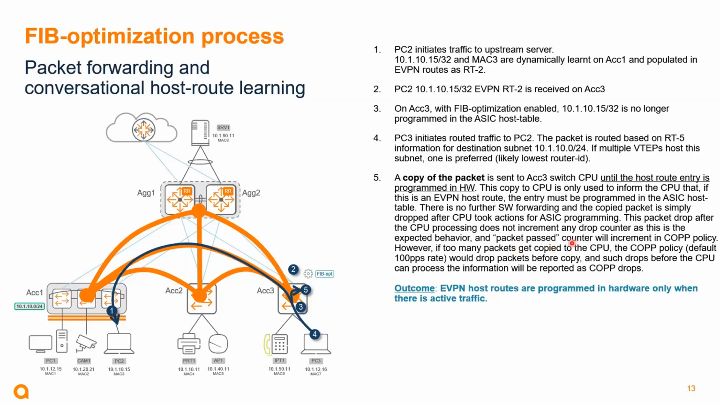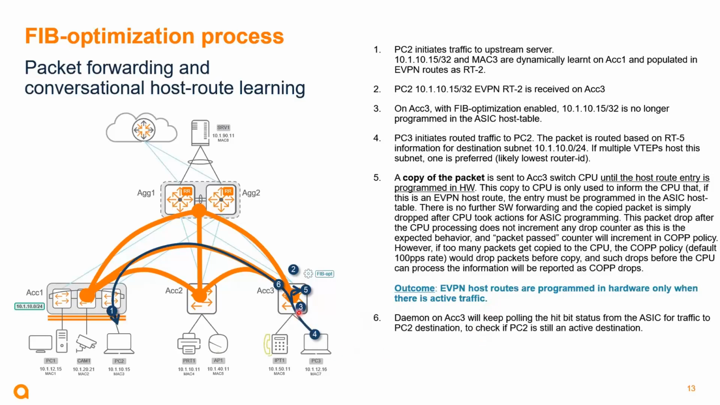However, if it happens there are too many packets, let's say there are suddenly 1,000 hosts connected to access 3 and bombarding with requests for flow initialization, then of course there is a COPP policy that will protect the CPU, and the default rate is 100 packets per second. So if there are too many packets copied to the CPU to get the host entry programmed for that notification mechanism, then we will see drops. So the outcome of this mechanism is that the host routes are programmed in hardware only when there is active traffic, an active flow.